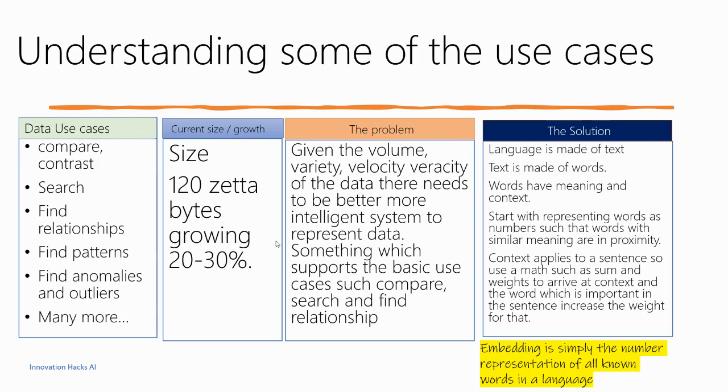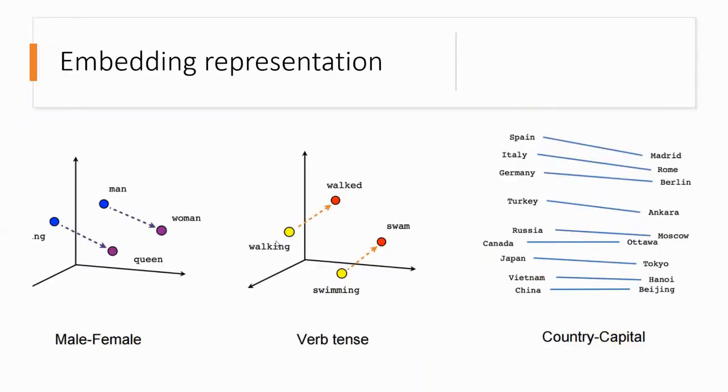Embedding is essentially a number representation of all the known words in the language. From the representation standpoint, you can see in the graph here that man and woman are represented around a certain straight line with some common coordinates, basically because they all happen to be humans by nature. And similarly, you have king and queen. Sorry, the K-I-N has got cut off. And then you have the verb tense, which can be used for walking and walked, and swimming and swam.